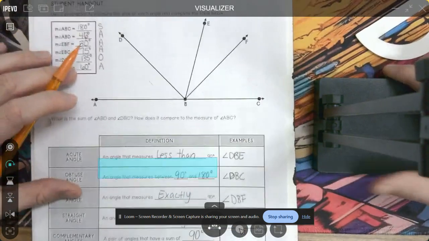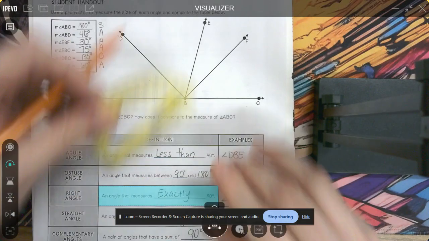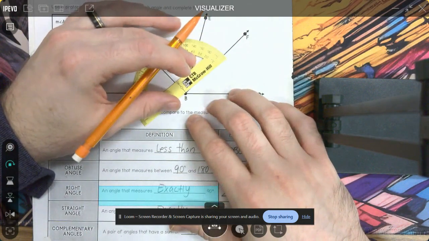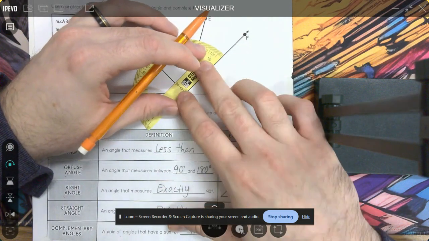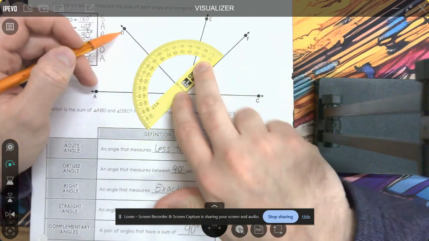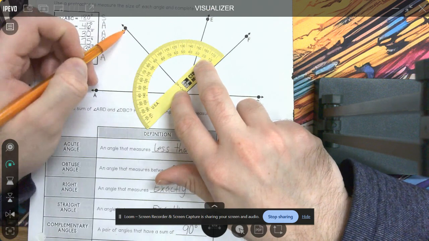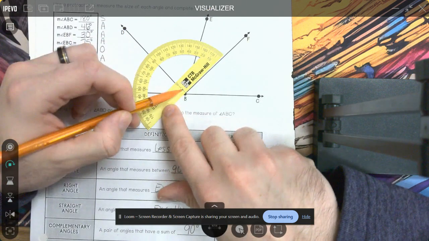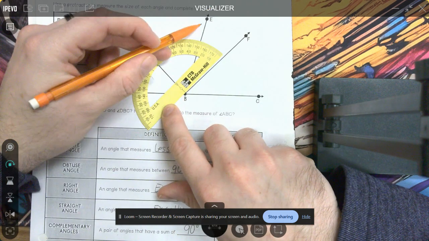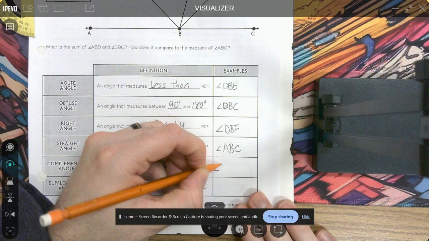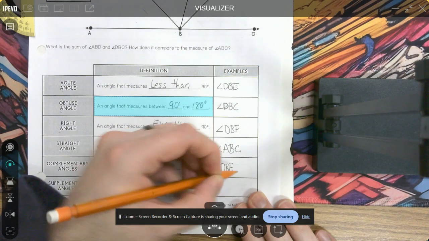So if we look back at DBF, DBF was a 90-degree angle. So let's find two other angles that make up DBF. If we look at DBE and EBF, those two are inside of DBF. So those two angles are complementary. They add up to 90 degrees.